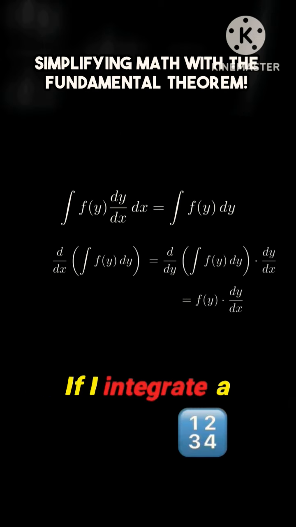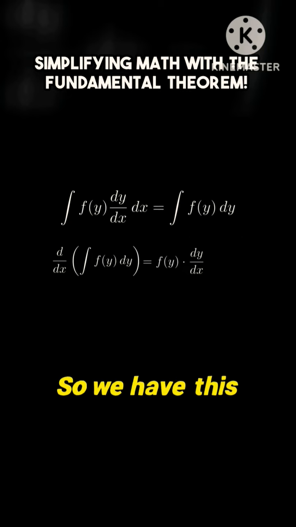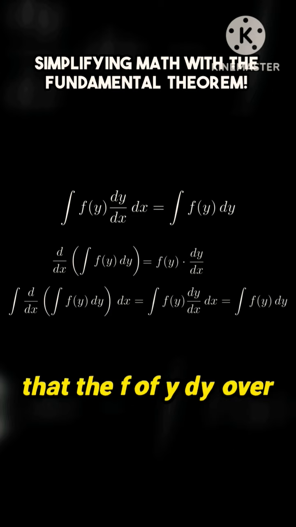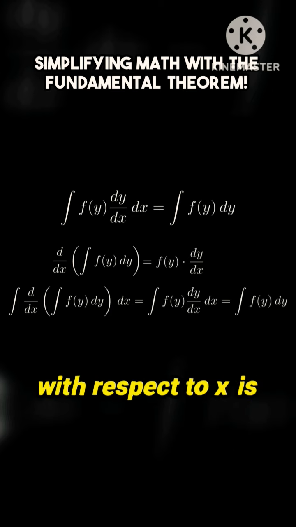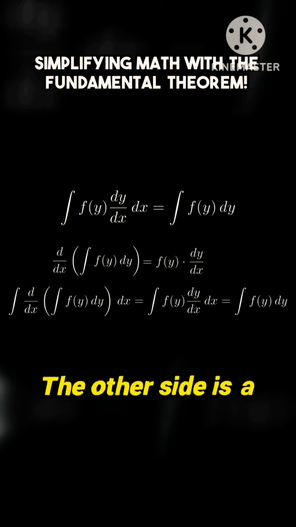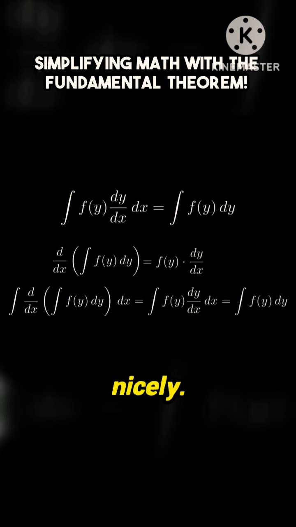If I integrate a derivative, they sort of cancel each other out, like squaring a square root. So we have this statement. And the only thing to do now to get what we want is integrate both sides with respect to x. You might notice that the f of y, dy over dx, when integrated with respect to x, is the situation we're trying to simplify. The other side is a little bit clunky, but simplifies rather nicely.